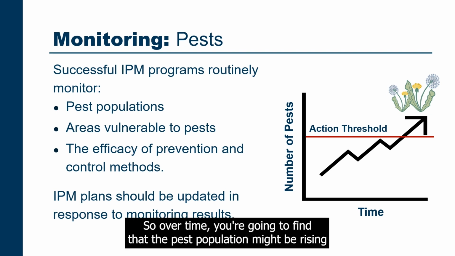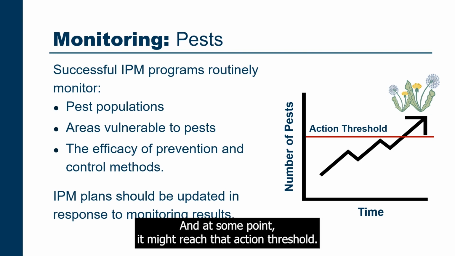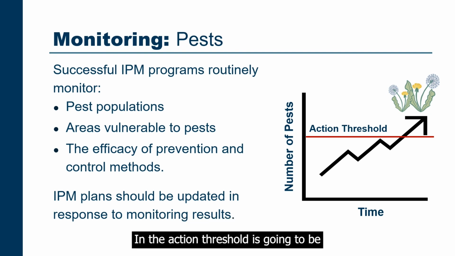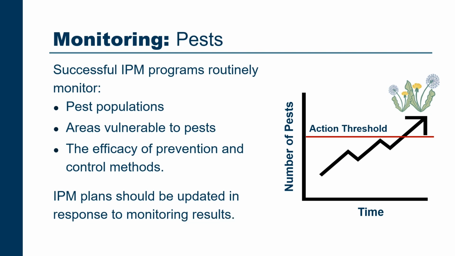So over time, you're going to find that the pest population might be rising, maybe over a period of days, weeks, months, or years. And at some point, it might reach that action threshold, and the action threshold is going to be when you say enough, and we're going to put a stop to it.